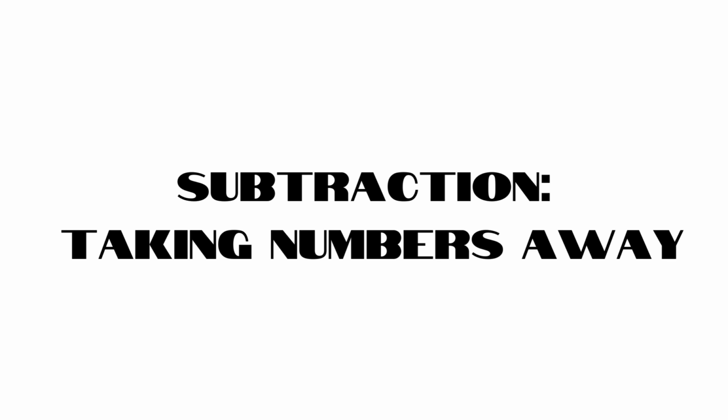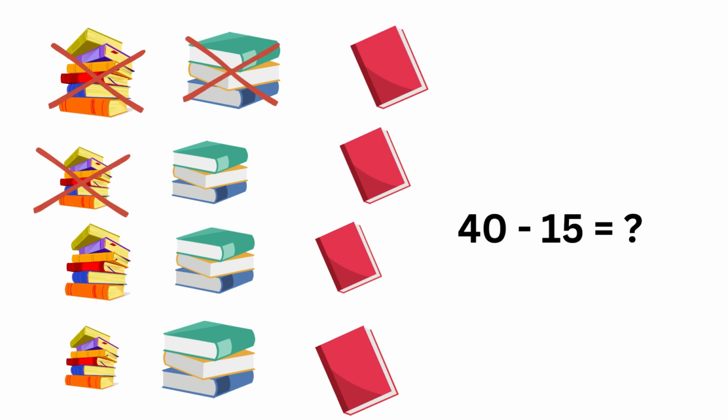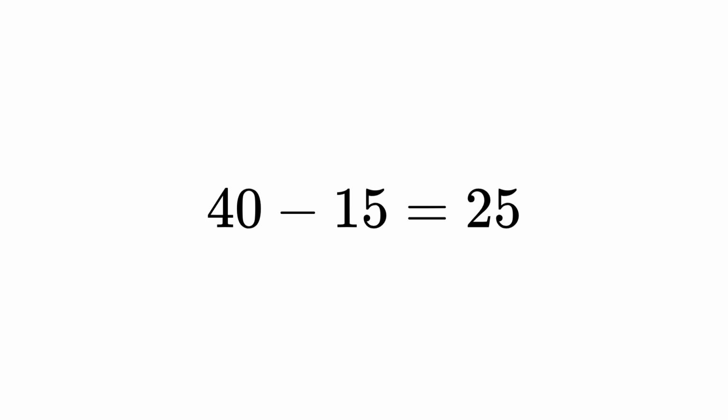Subtraction is about taking away. Let's say you had 40 books, but you donate 15. How many books do you have left? You're left with 25 books. Subtraction helps you figure out what remains after something is removed. Subtraction is used when tracking your expenses or calculating how much money you have left after spending.